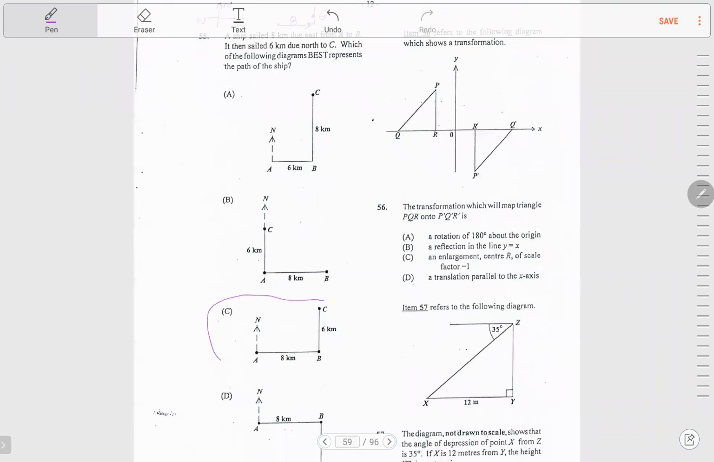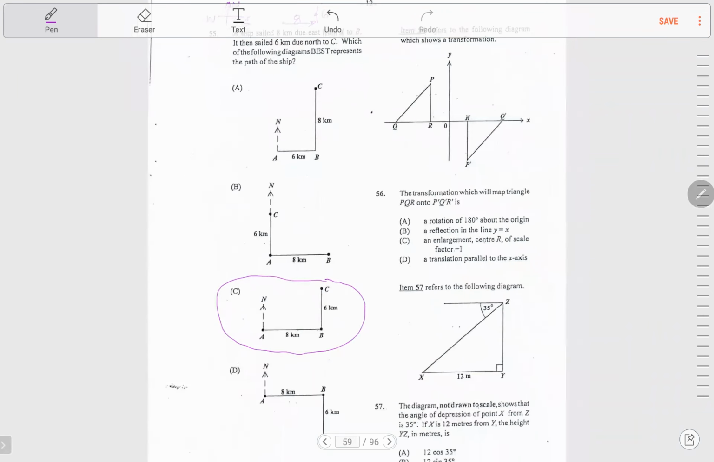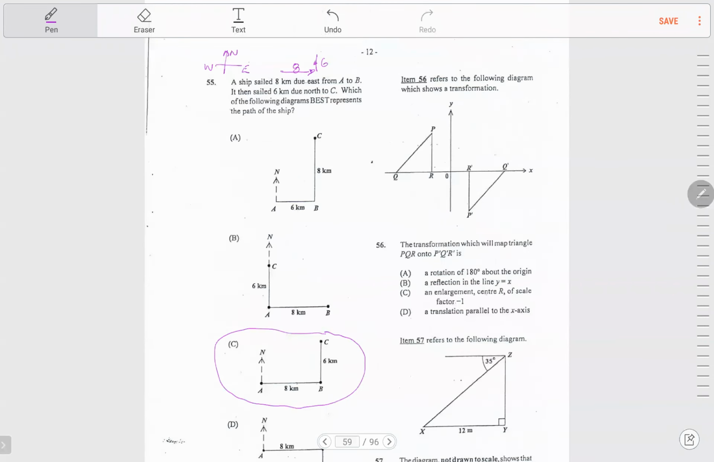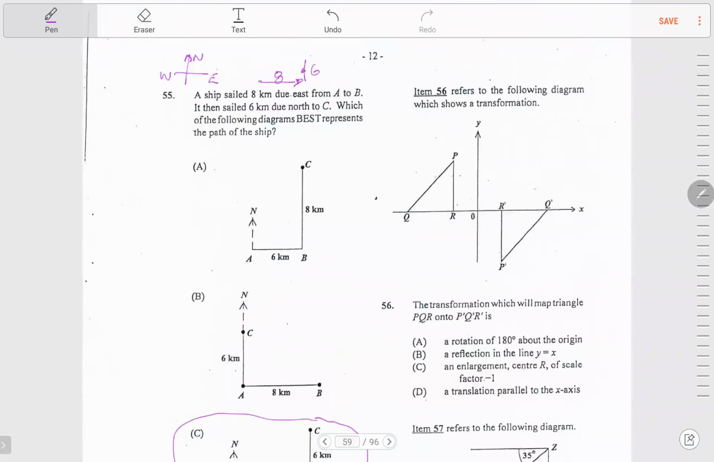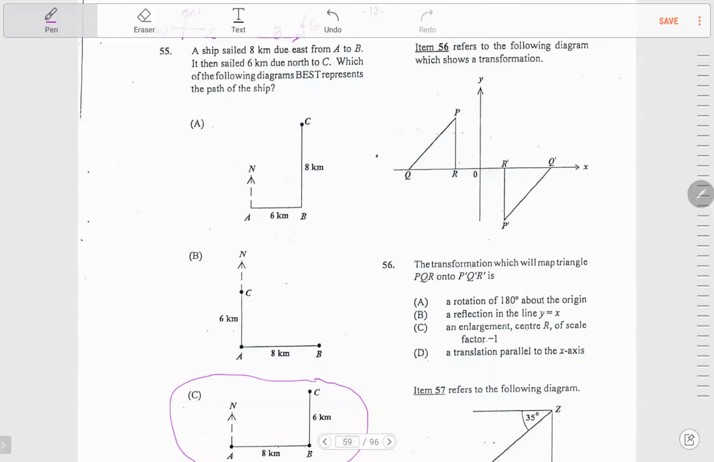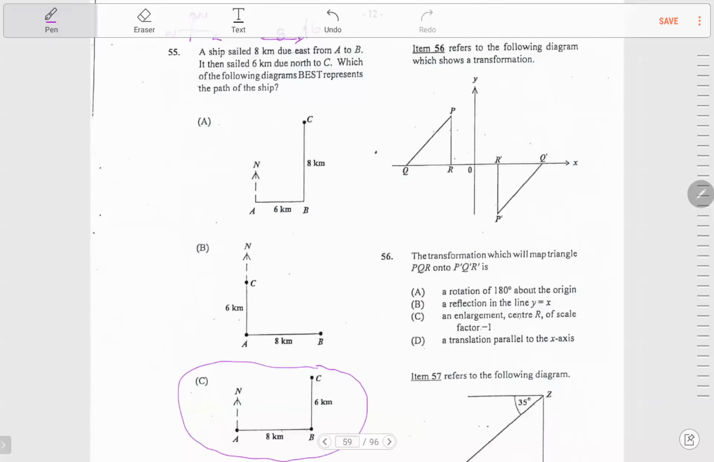C. I've seen this same question already. And the answer is A, another time it is B, another time it is C. In this case, A to B is 8 to the right, and B to C is 6 up. All right. And let's change the direction in the question. This question says the transformation clearly, and it's PQR into P prime, Q prime, R prime, and which one of them it is.